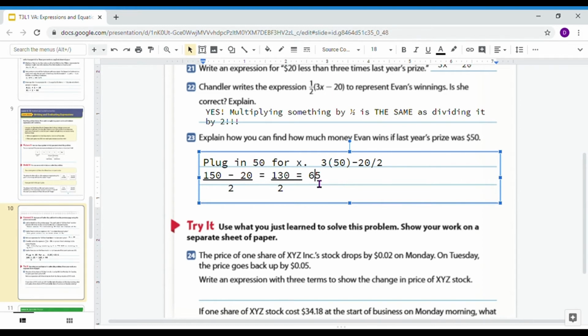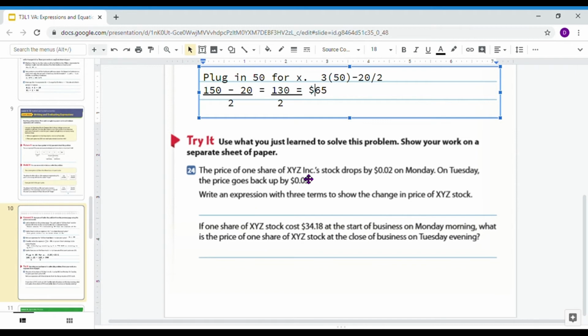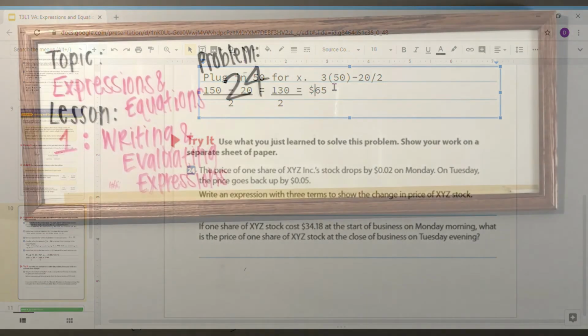And then for number 24, I'm going to go to the board, so hopefully this might be a little bit more helpful. So let's look. The price of 1 share of XYZ's stock drops by 2 cents. I can say that as 2/100ths, because I see that dollar sign, I can think of it as cents. So 2 cents on Monday. On Tuesday, the price goes back up by 5 cents. Write an expression with 3 terms to show the change in price of XYZ stock.